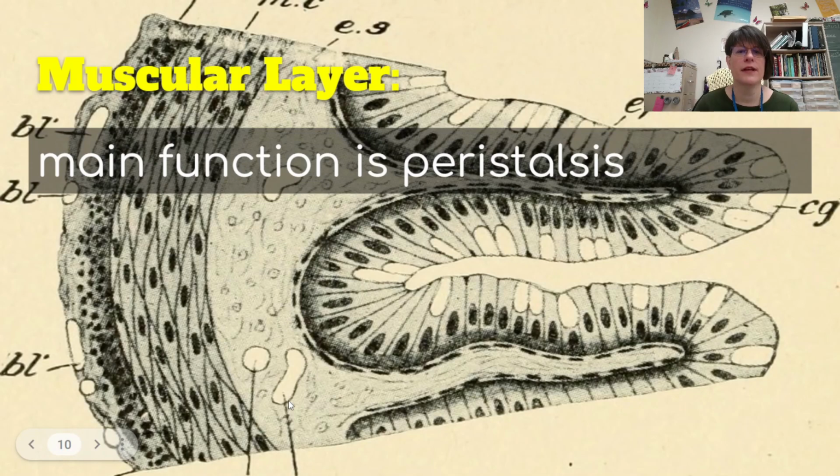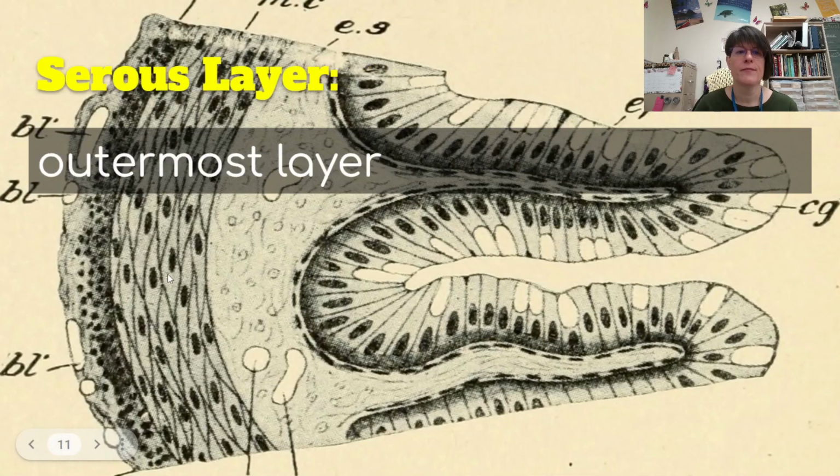There is a muscular layer, and its main function is peristalsis. These are the muscles that squeeze the food through, right here. And then the outermost layer is called the serous layer, right here. This would be the outside that, when we dissect our pigs, if you were doing surgery and you were a surgeon, that would be the outside that you see of the organs.